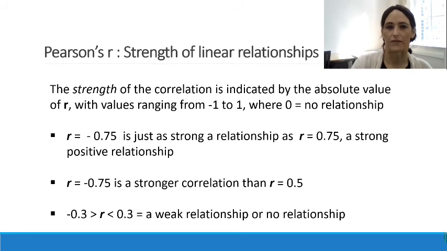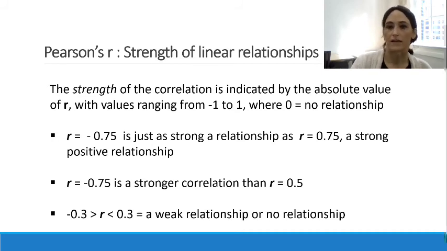But the strength of a correlation is indicated by the absolute value of R, with the values ranging from -1 to 1 and 0 representing no relationship. Okay, so we can describe positive and negative relationships, and the strength is based on the numeric value that we calculate. So a negative 0.75 is just as strong a relationship as 0.75. 0.75 is a strong positive relationship. Negative 0.75 is a strong negative or inverse relationship.